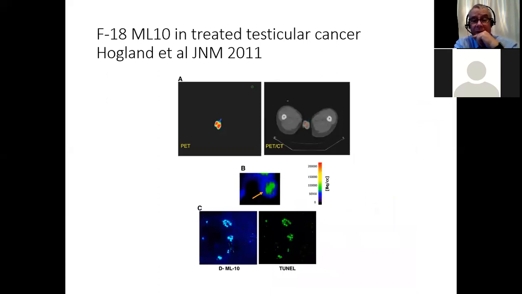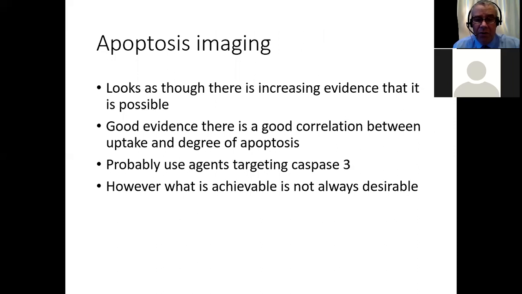This is a human patient with another agent called ML10, and this is a patient with testicular cancer that has been treated with first dose of chemotherapy, and there is increased uptake. And they do this thing called a TUNEL test, which is the bottom image, showing that correlation between this uptake and apoptosis. Oh, I wonder when the value is going to come. So it is possible, and there seems to be quite a good correlation between the degree of uptake and the degree of apoptosis. Most people are heading towards Caspase 3 as the prime agent, but the problem is, do people really want to know if the drug's working first time? I think the patients do. I'm not always sure the doctors do.